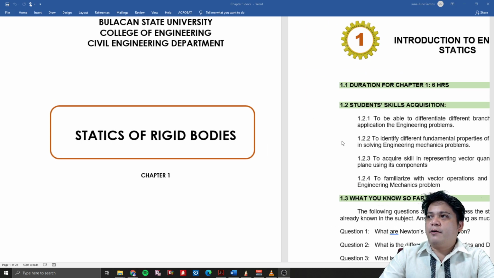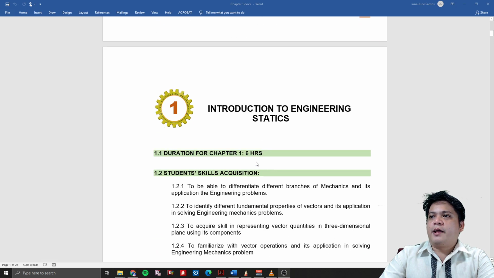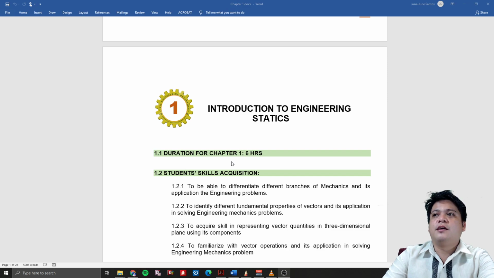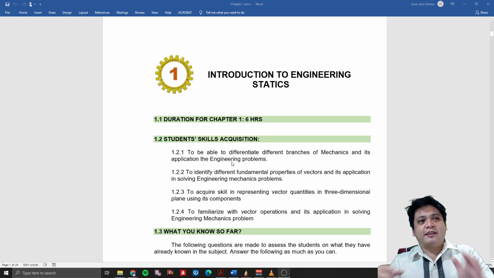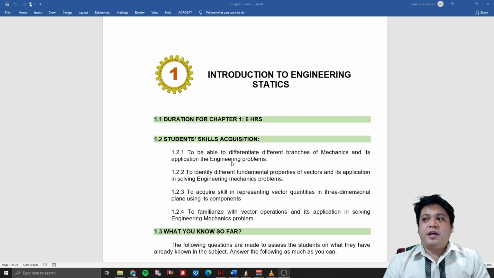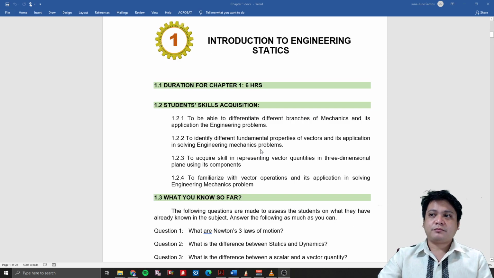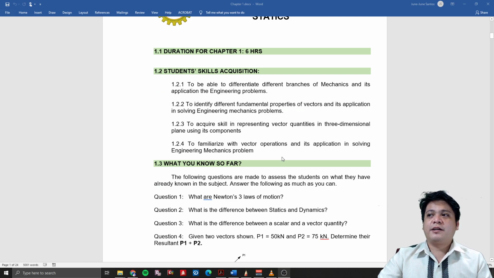Okay, so first, the duration for the first chapter is 6 hours, or around 2 weeks. I expect that at the end of this chapter, you will be able to differentiate different branches of mechanics and their application to engineering problems. You will be able to identify different fundamental properties of vectors and their applications in solving engineering mechanics problems. You will acquire skill in presenting vector quantities in three-dimensional space and plane using components, and be familiarized with vector operations and their application in solving engineering mechanics problems.